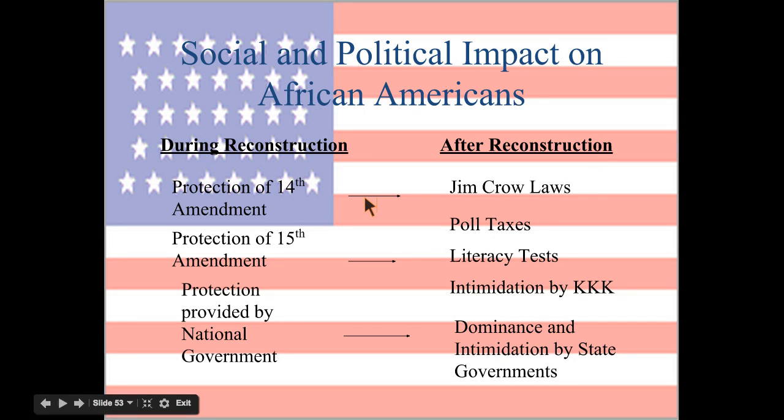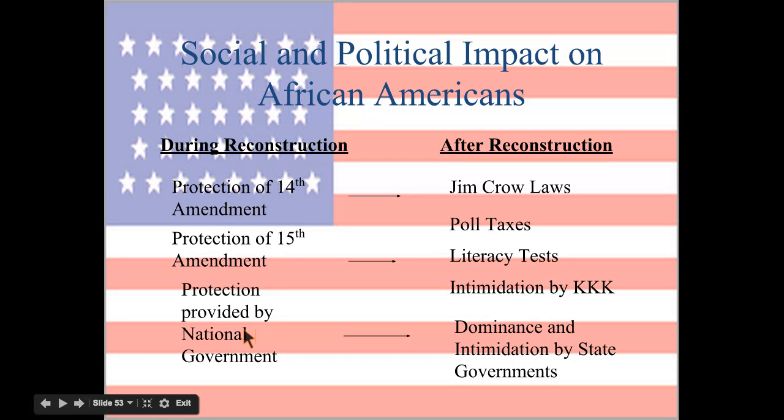The 15th Amendment is going to be the right to vote, right? So we've already talked about how poll taxes and literacy tests and intimidation by the KKK are going to prevent African Americans from being able to vote. Poll taxes are the money that they had to pay if they wanted to go vote. Literacy tests are what they're going to have to pass to prove that they can read and write if they want to go vote. And most African Americans during this time period could not read and write, especially not to the extent that they wanted them to be able to. And intimidation by the KKK, we talked about yesterday, is just showing them that if they try to go vote, then they're going to be killed or really severely hurt.